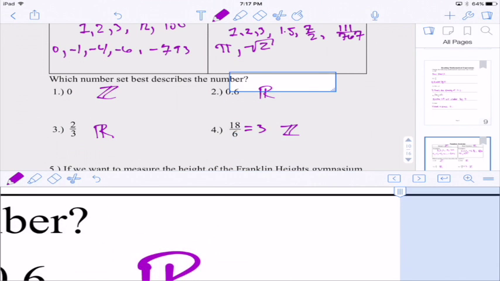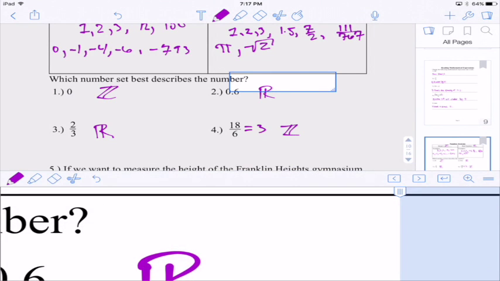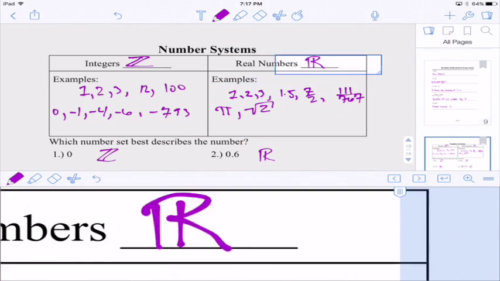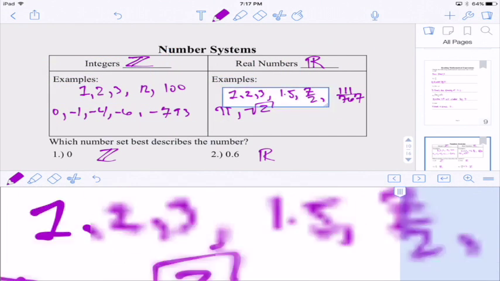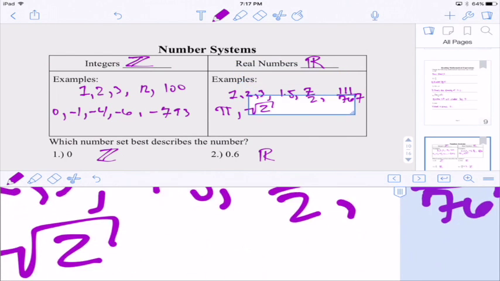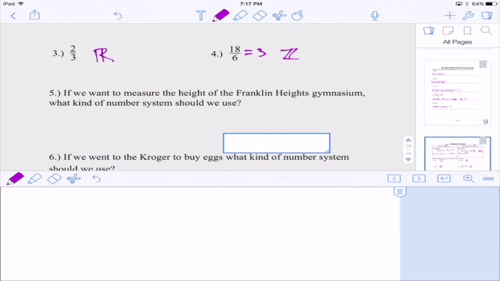So something that you need to remember is that real numbers have all the integers in them. So the integers are a smaller set of the real numbers. Again, this could get really complicated, but let's keep it simple.